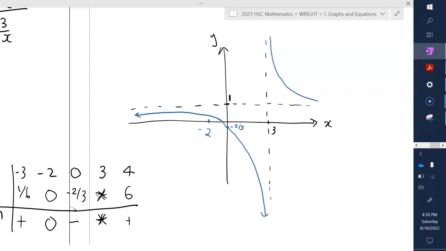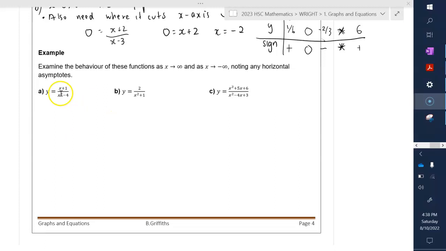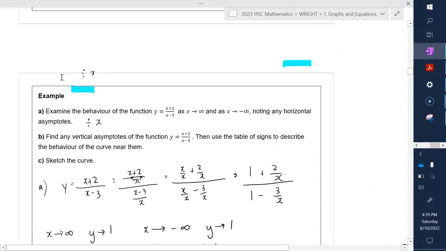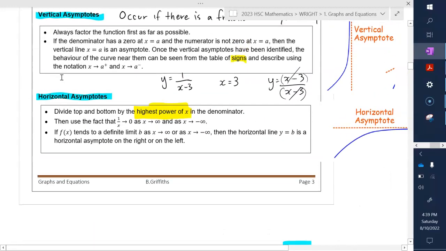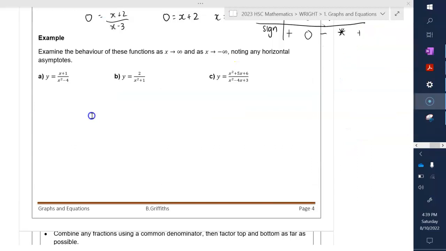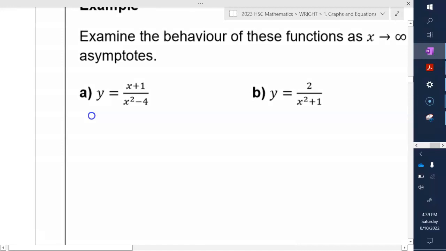And that's our function. Okay, scrolling down a little bit, the next example wants us to examine the behaviours of these functions as x goes to infinity and as x goes to minus infinity, noting any horizontal asymptotes. So remembering what we did for horizontal asymptotes, they were the ones that were a little bit harder. We had to divide through, I might just go back and show you again. We had to divide through by the highest power of x in the denominator. So let's look at A first. Well, the highest power of x in our denominator here is x squared. So we want to divide everything by x squared.